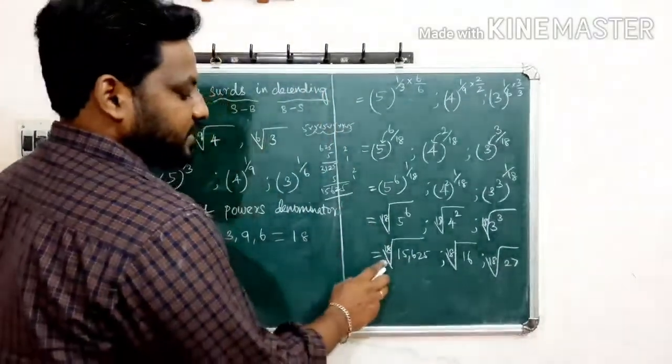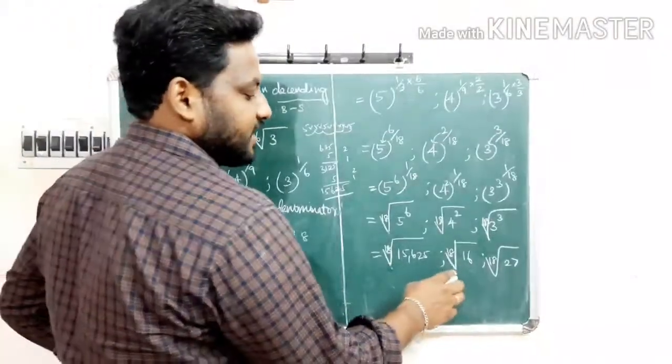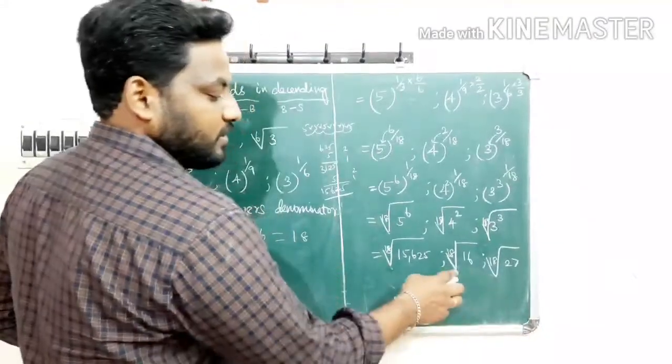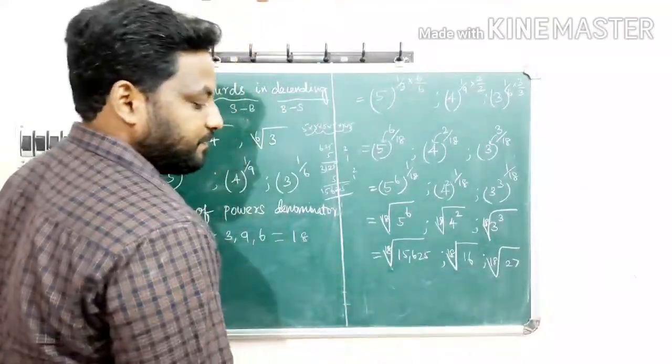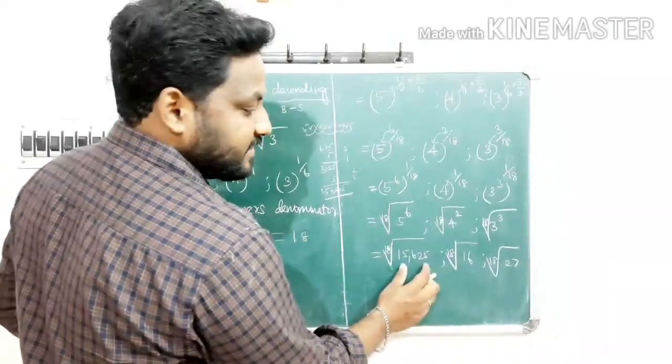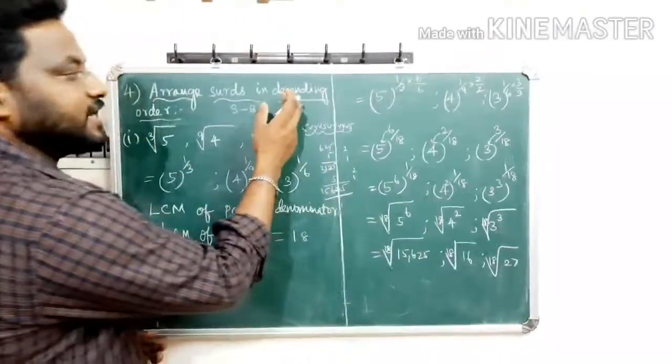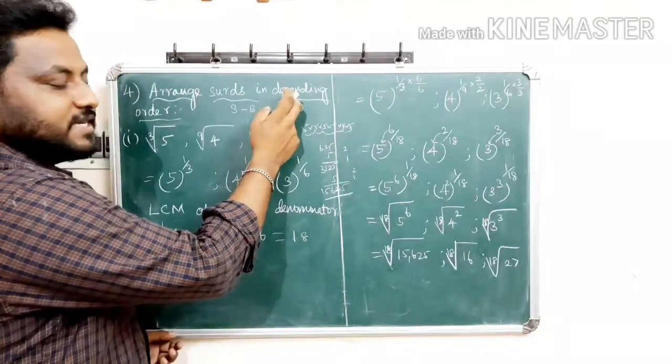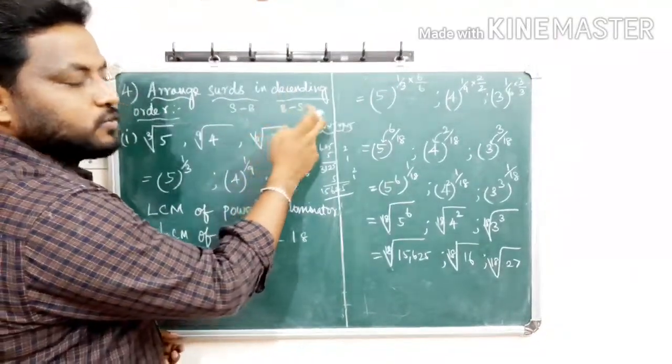So now look at the roots: 18th root, 18th root, 18th root, 18th root. So all the roots are the same. Now look at the numbers which are given inside. So we have to write them in descending order. Descending order means big number to small number.